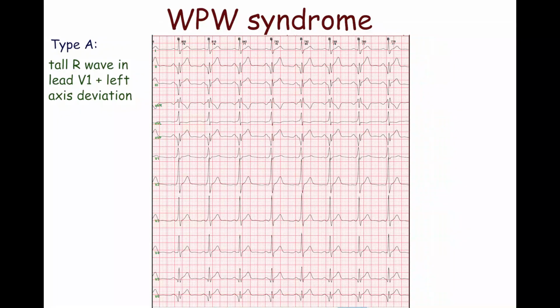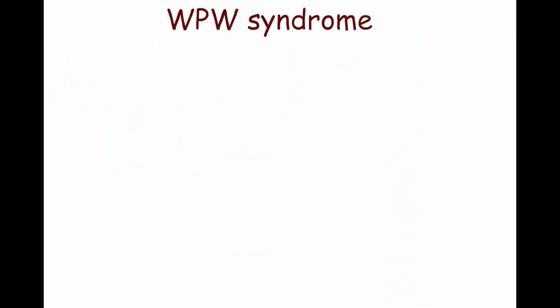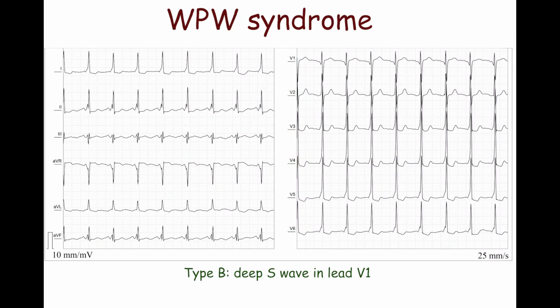Type A is characterized by taller R wave in lead V1 and left axis deviation. Type B means that there is deep S wave in lead V1. Pay attention to short PR interval, obvious positive delta wave in leads 1, 2, 3, aVF, from V3 to V6 and negative in lead V1.